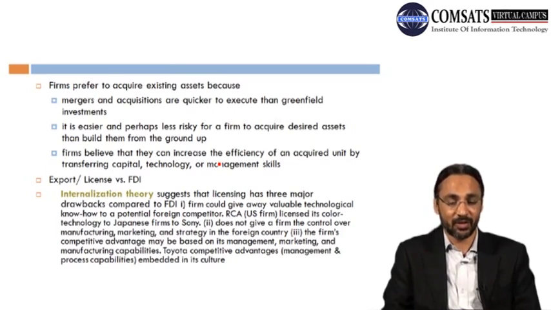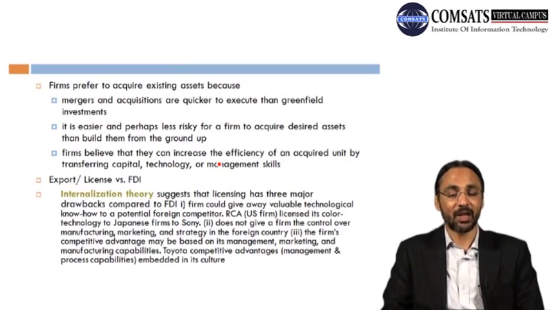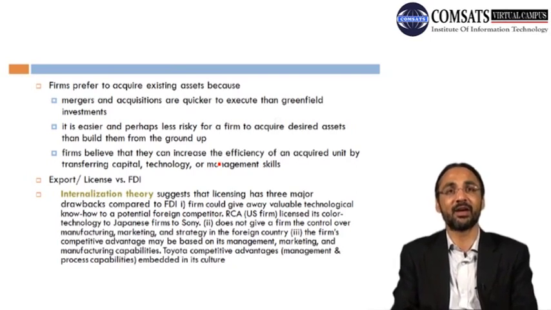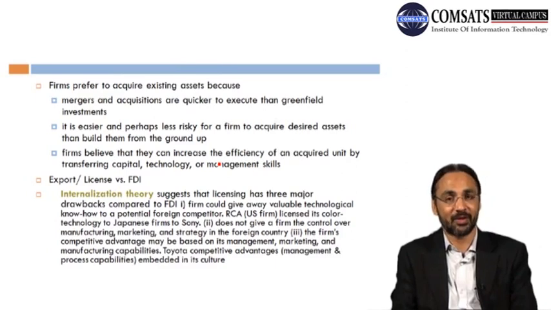The third drawback of licensing is that the firm's competitive advantage may be based in its management, marketing, and manufacturing capabilities. We can take the example of Toyota, and in that case study we discussed Walmart, whose competitive advantage is its culture and information system, and they cannot license those things to other firms in other countries. They realize that their management style or process capabilities cannot be replicated by other firms. These were the three major drawbacks of licensing. That's why firms prefer to do FDI compared to licensing.